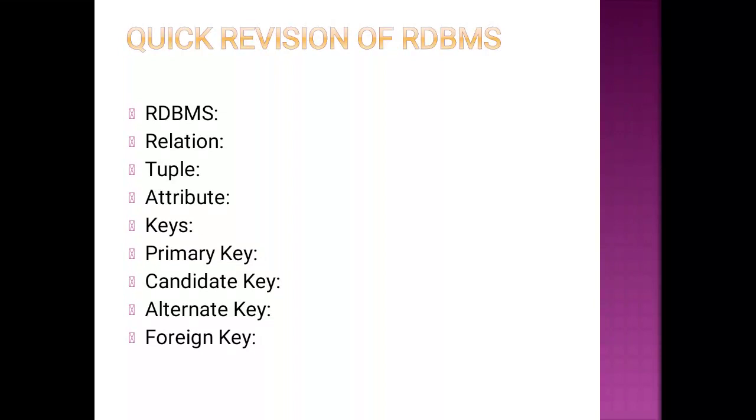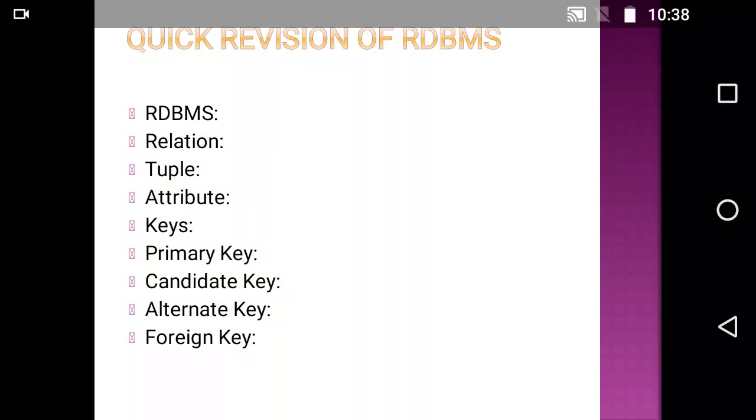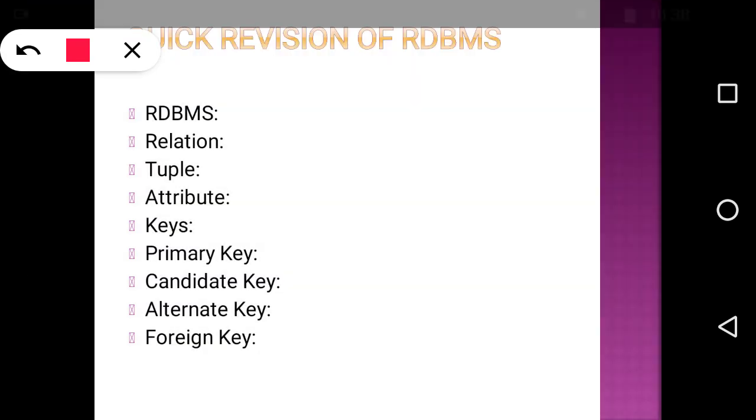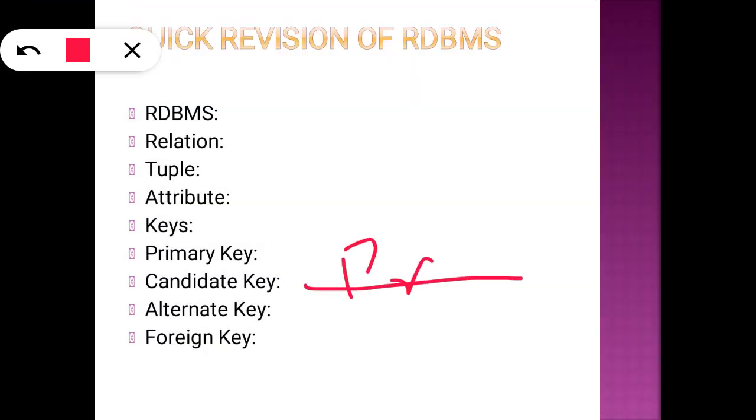Candidate keys are those keys which are candidates of primary key. These keys can be primary key and serve as primary key, but each key can't be the primary key, so you have to select only one key among candidate keys as a primary key, and the remaining keys are known as alternate keys.